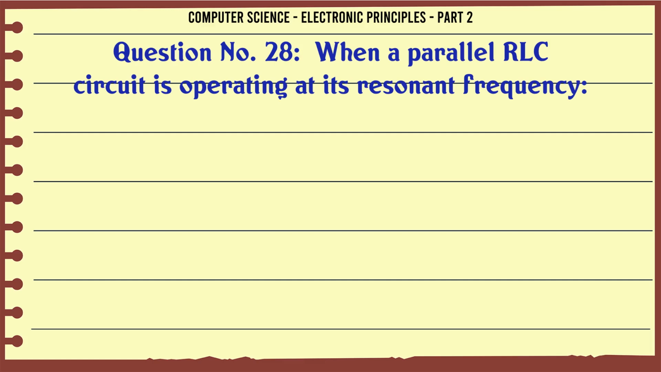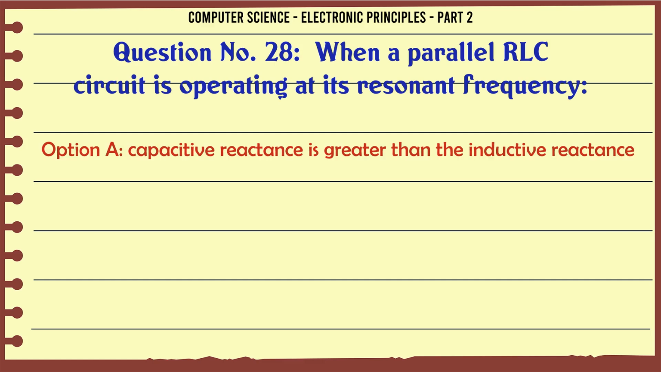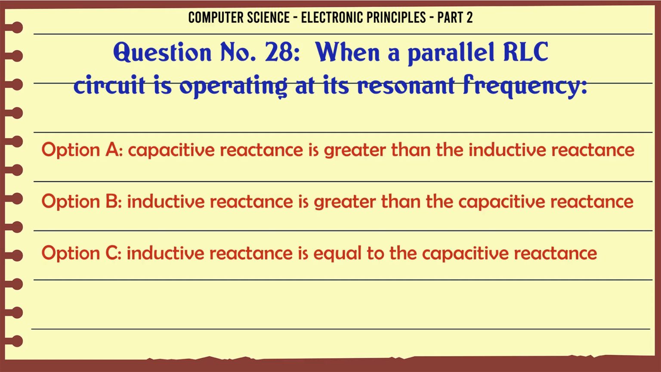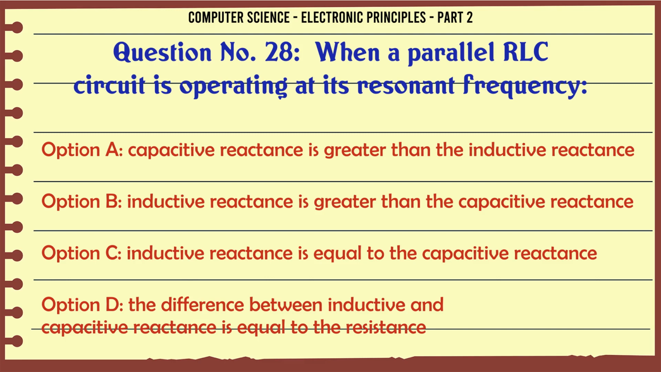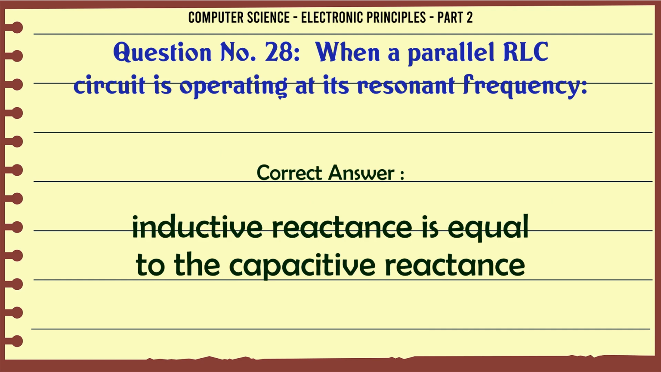When a parallel RLC circuit is operating at its resonant frequency: A. capacitive reactance is greater than the inductive reactance. B. inductive reactance is greater than the capacitive reactance. C. inductive reactance is equal to the capacitive reactance. D. the difference between inductive and capacitive reactance is equal to the resistance. The correct answer is inductive reactance is equal to the capacitive reactance.